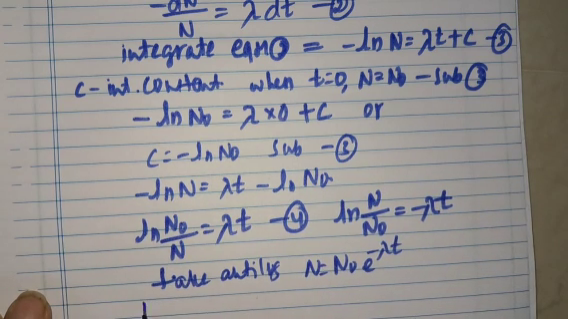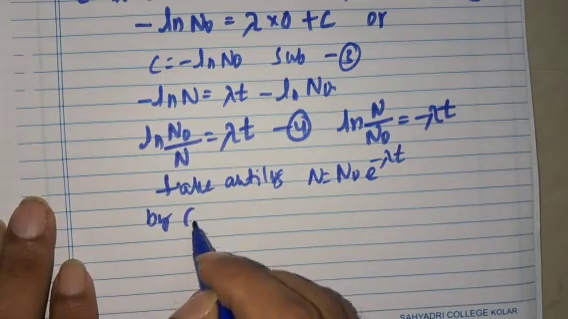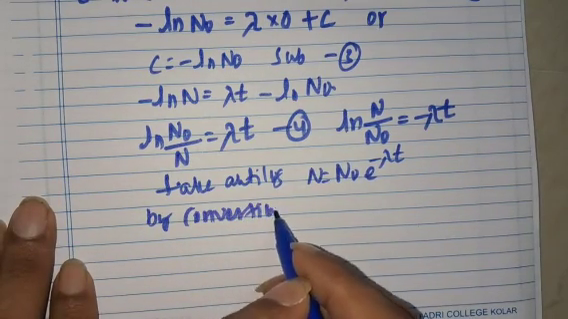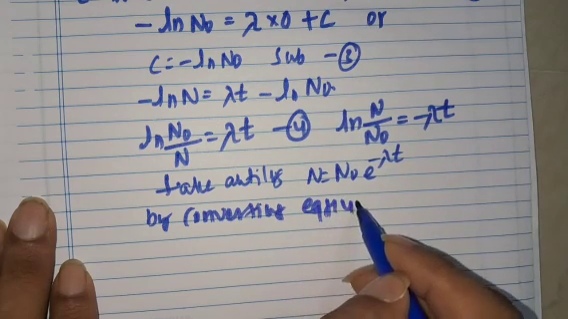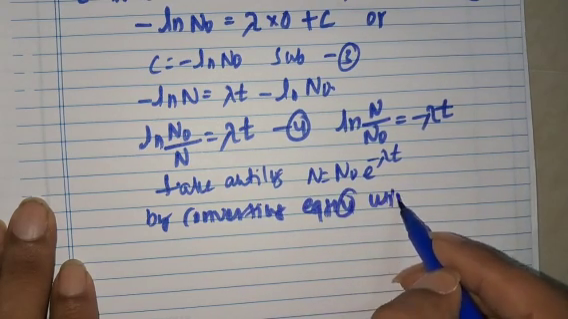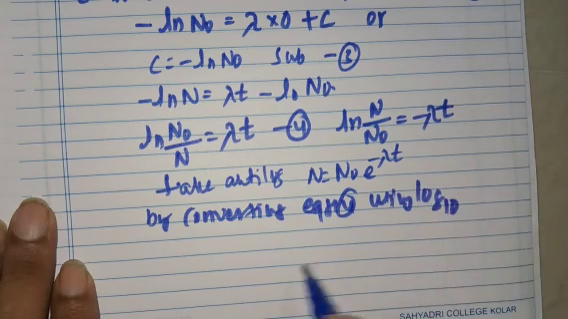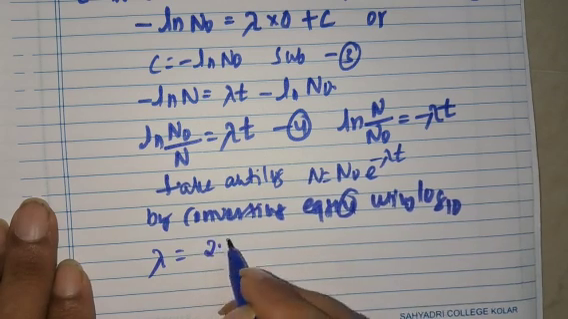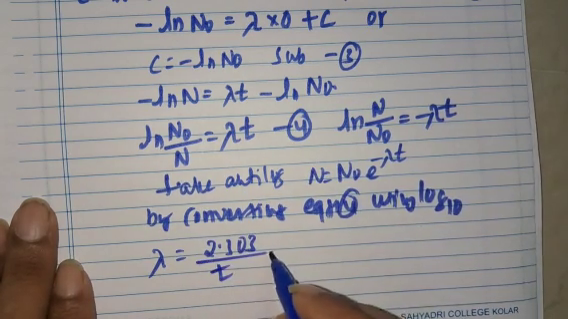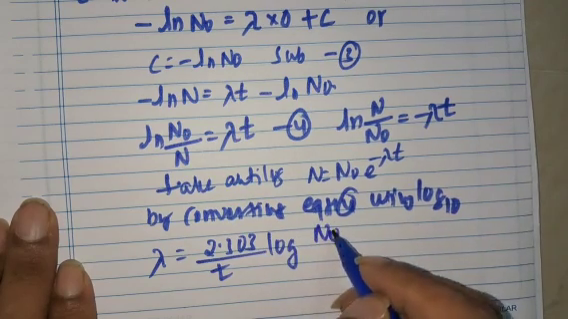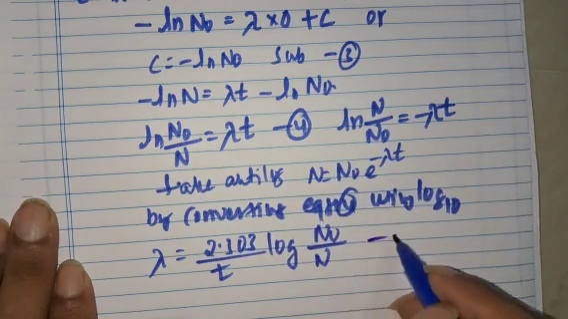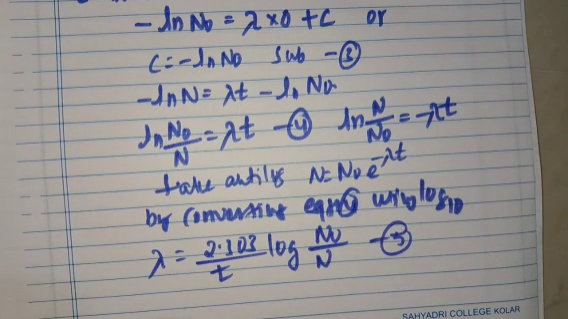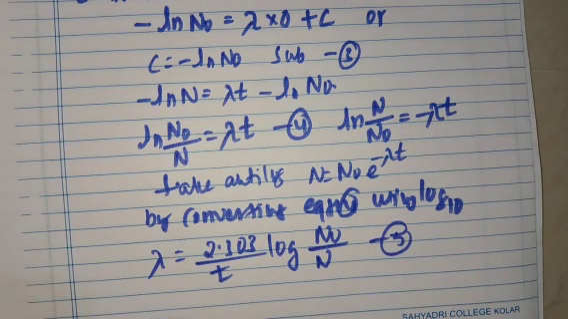By converting equation 4 using log to the base 10, you will get λ = (2.303/t) log(N0/N). Call this equation number 5, where N0 is the radioactive material initially taken and N is the amount present at that time.